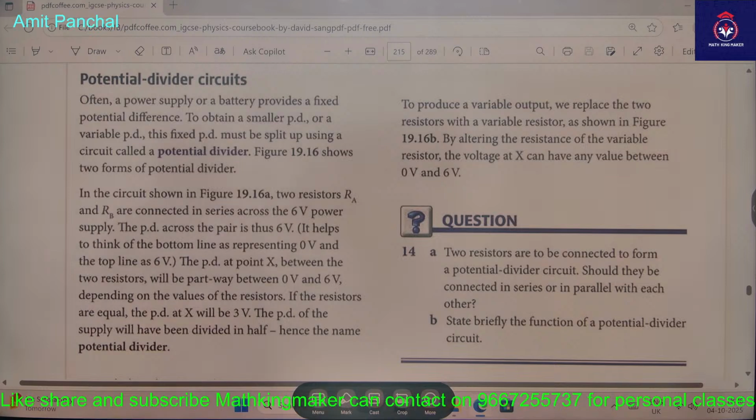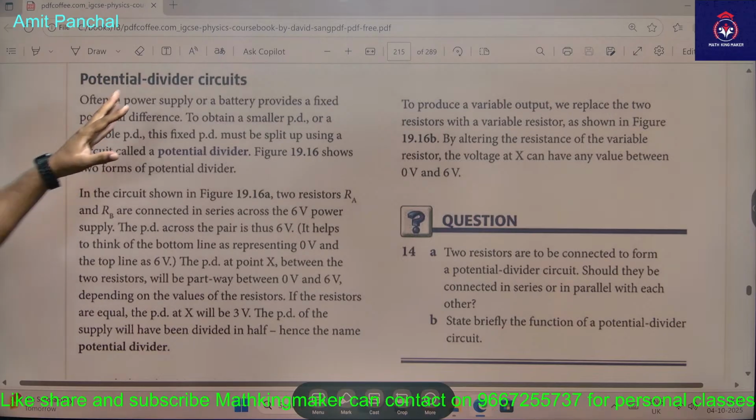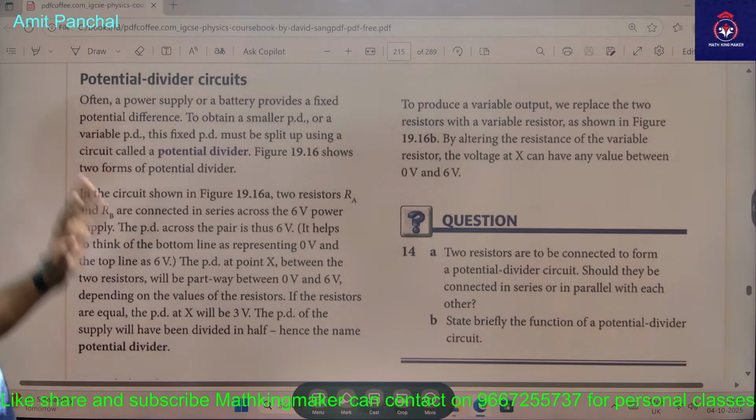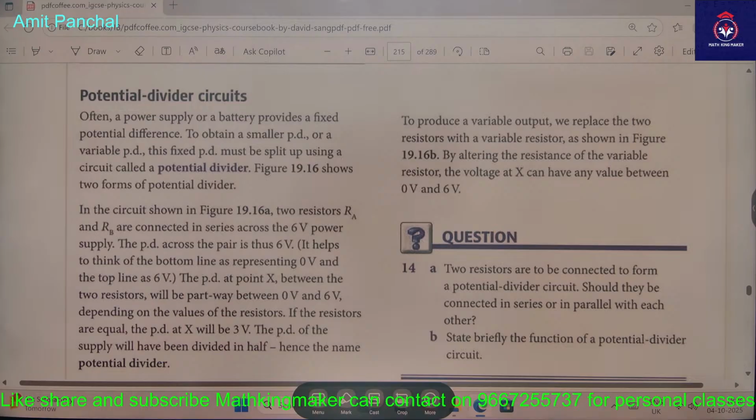Okay, so today we are going to learn, in electric circuits, the potential divider circuits. We will see the transistors and logic gates in today's session. So, potential divider circuit: you have basically seen a power supply potential difference.